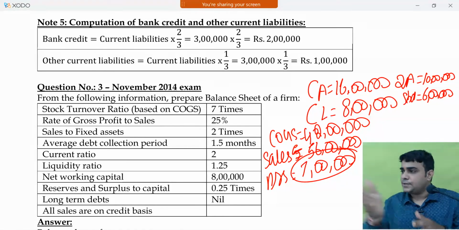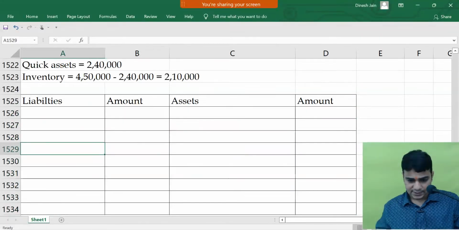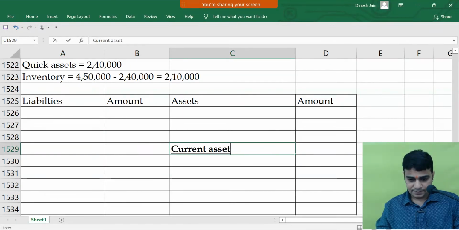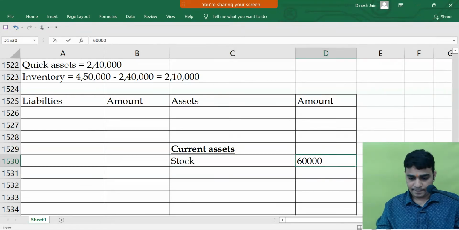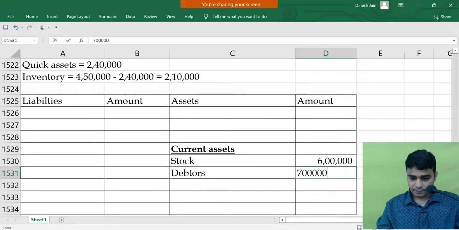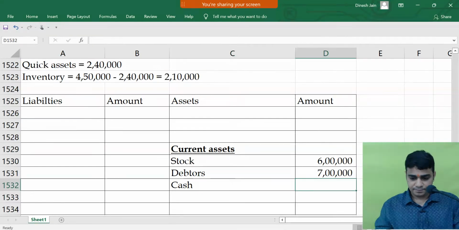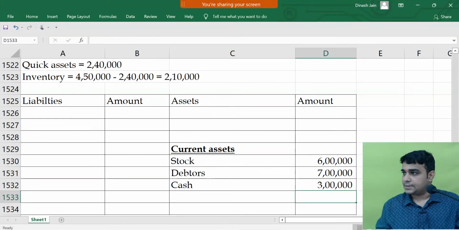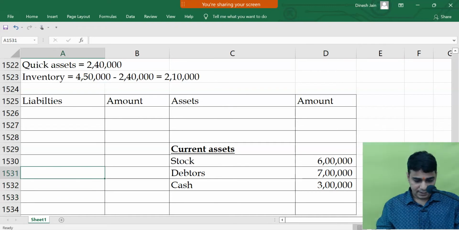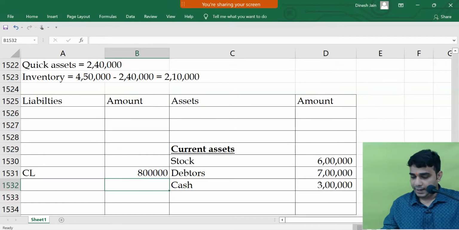This is an item which I normally do. Normally we solve it. This is what I solved in the previous question. I want to discuss something beyond that. So if I look at this question at this stage, in current assets, I have calculated stock, which is 6 lakh, debtors 7 lakh. I'll take cash as a balancing figure, which is 3 lakh. Current liability, I don't have a breakup, is 8 lakhs.